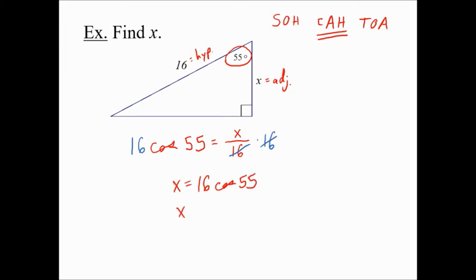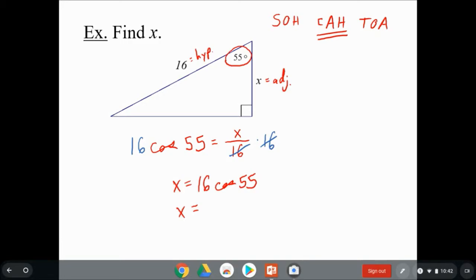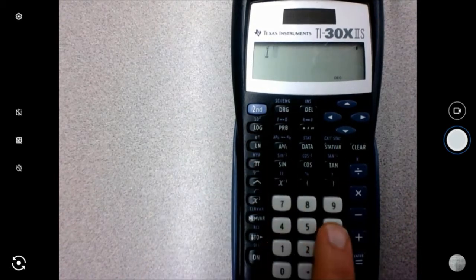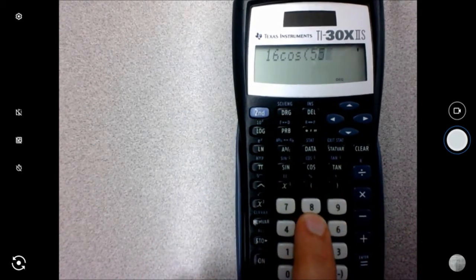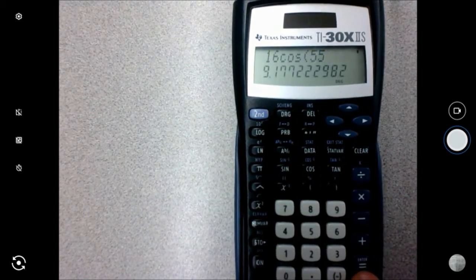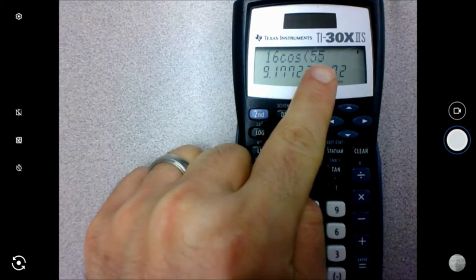Once I've got the x by itself, now I'm going to pick up my calculator, and now I'm going to come up with an answer. Now again, every calculator is different. On my calculator, I'm just going to type 16 cosine 55. By the way, did you notice that it said cosine 55? So I typed cosine 55. I didn't do second cosine. I wrote on my paper cosine 55, so I'm typing cosine 55.